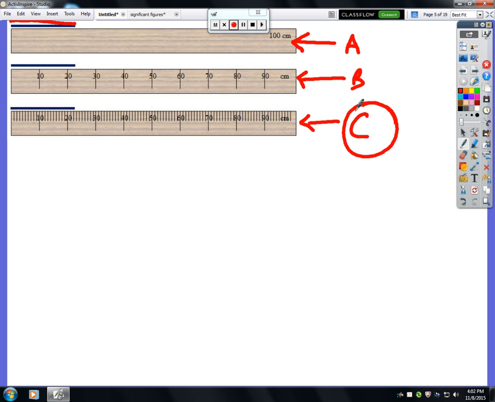What's a pinch of salt? Well, a pinch of salt could be A. Doesn't really matter, does it?